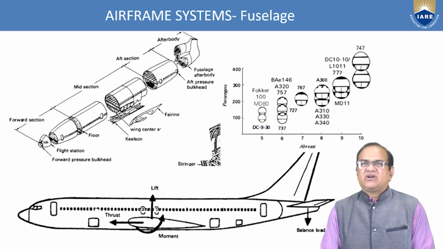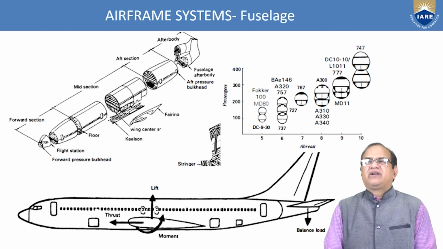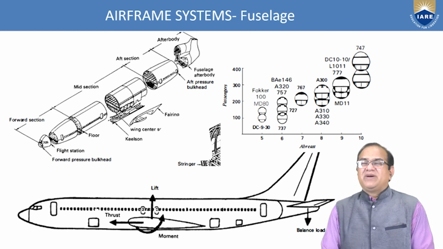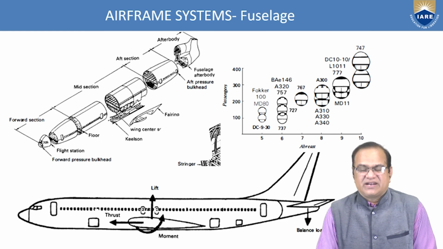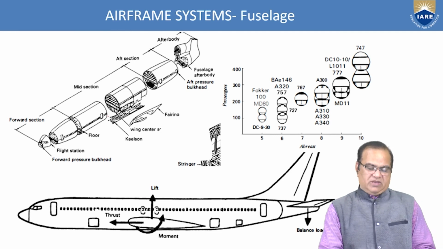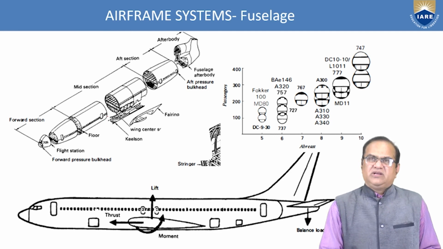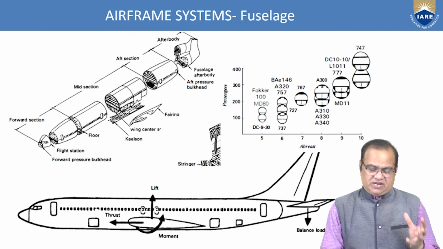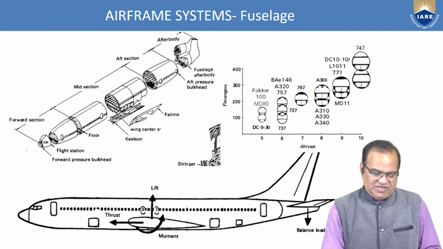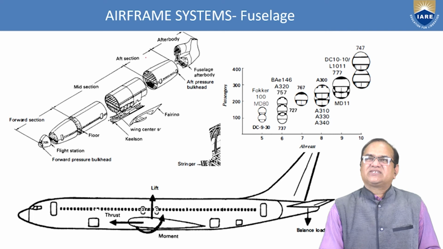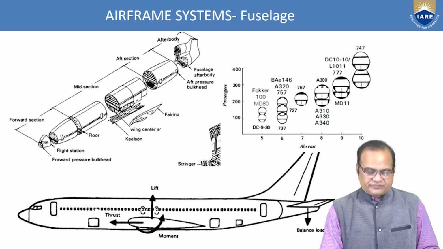The operation cost of the aircraft will be reduced tremendously as the number of passengers in the aircraft increases. Now I want to show the fuselage. The fuselage can be divided into four major sections. First is the forward section, then the mid section, then the aft section, and this is called the after body section.